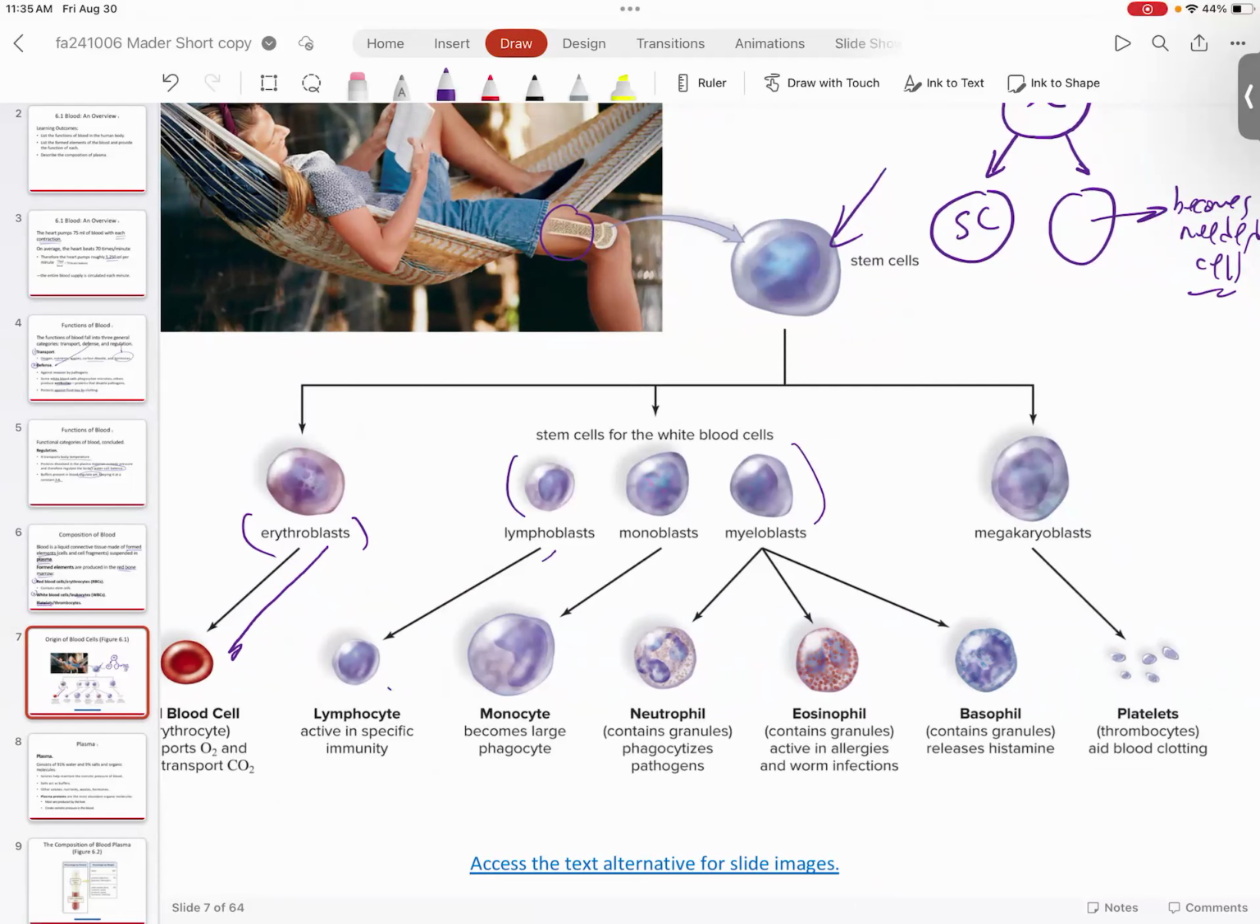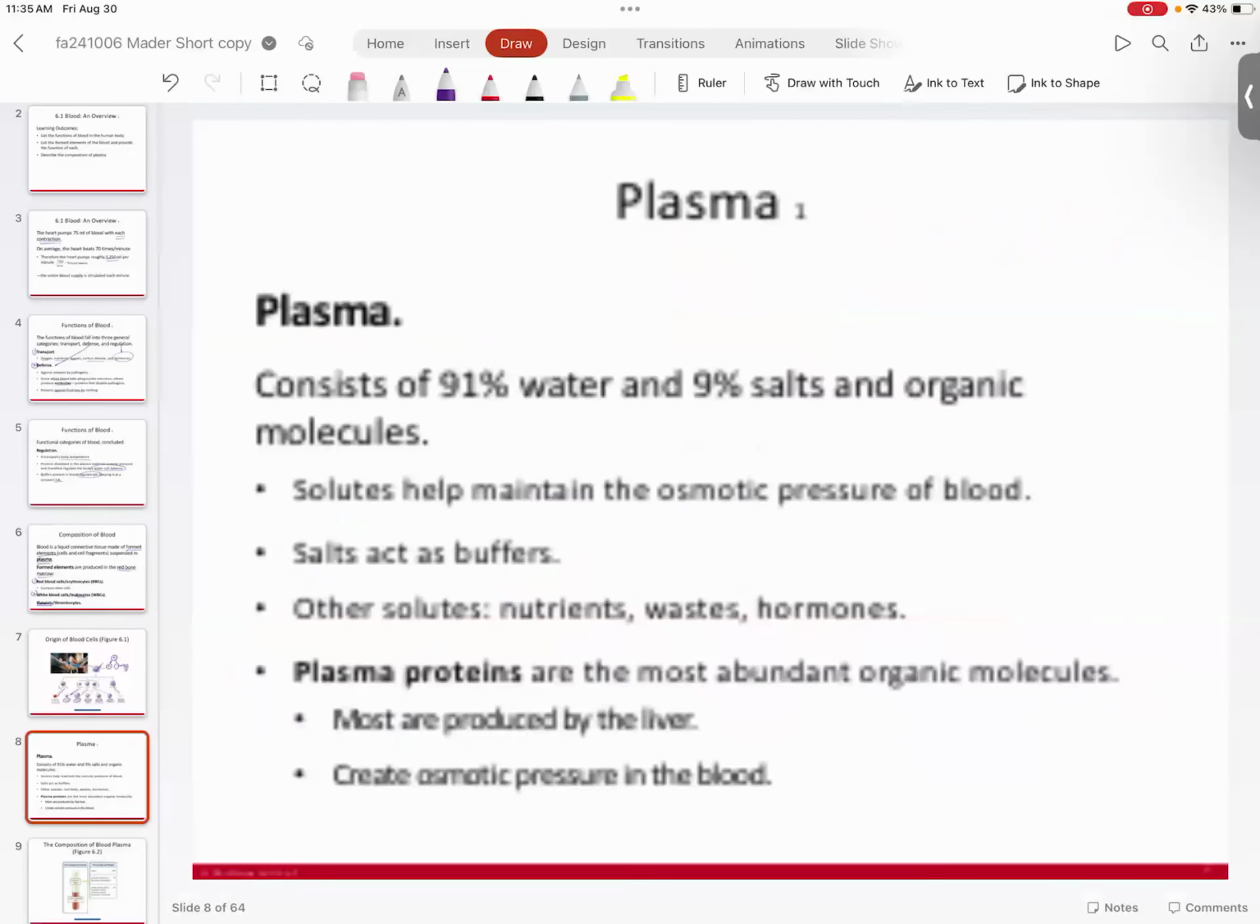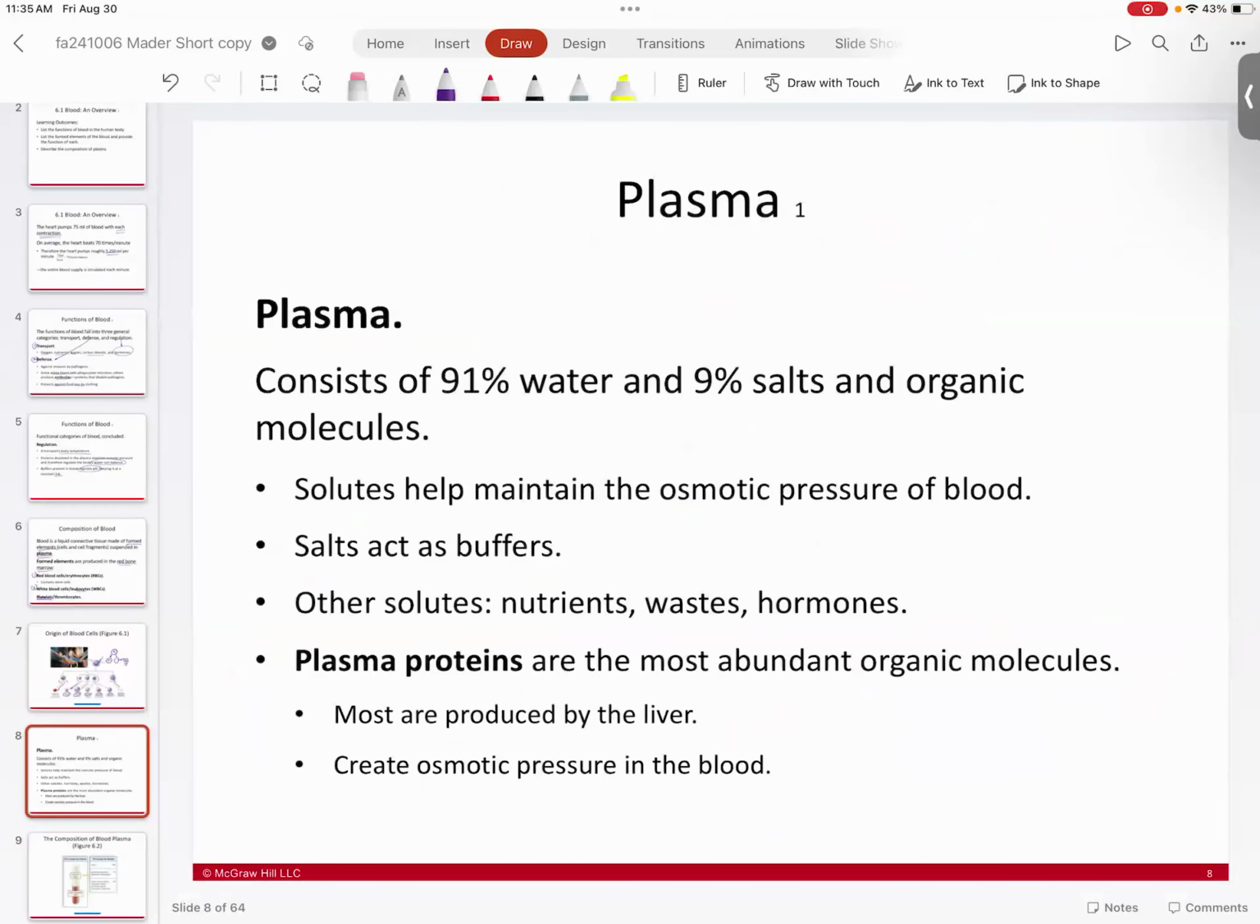So the lymphoblasts will become lymphocytes, the monoblasts will become monocytes, the myeloblasts will become three different types of cells called neutrophils, eosinophils, and basophils. So these are just different types of white blood cells. And of course, the megakaryoblast will become platelets, so little chunks of the cytoplasm of the megakaryocyte will essentially create what's called the platelets. So you can see this lineage. This is all happening in your bone marrow. So you can kind of see this lineage that's basically being handed down.